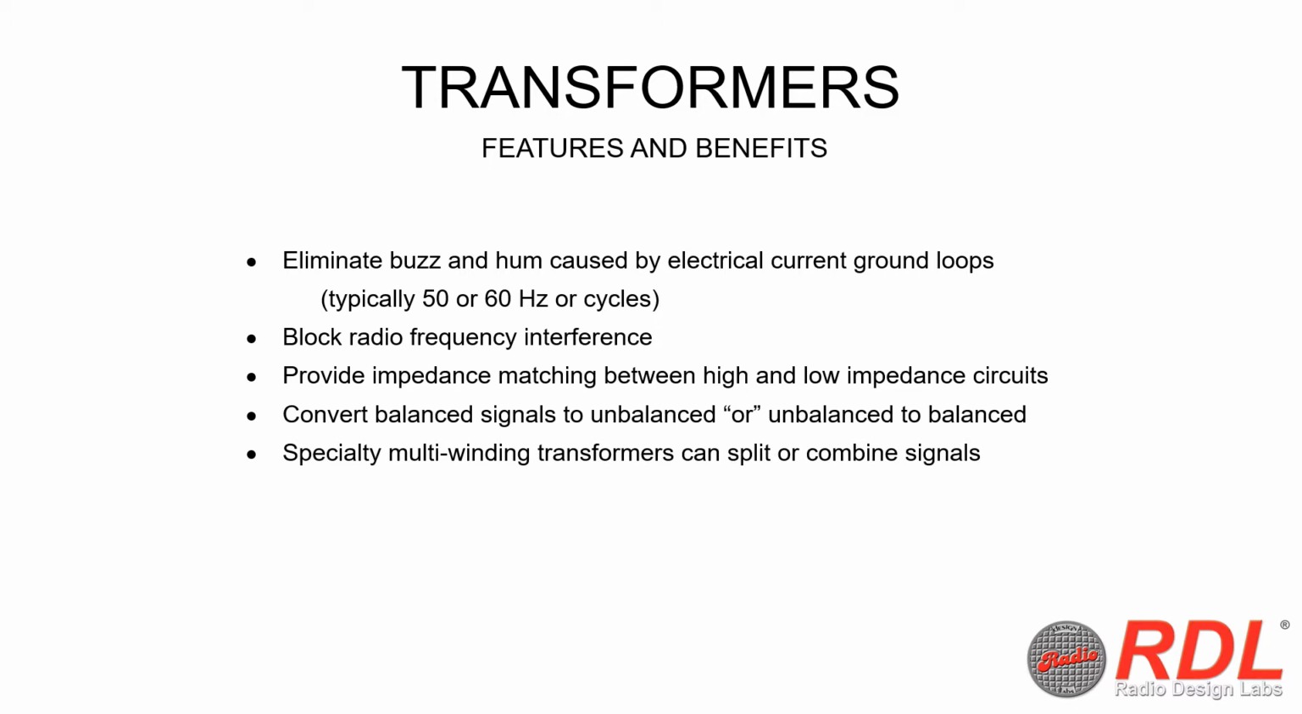They can eliminate buzz and hum caused by electrical current ground loops, which are typically found at 50 or 60 hertz or cycles. They help block radio frequency interference. They can be used to provide impedance matching between high and low impedance circuits. They can be used to convert balanced signals to unbalanced, or the other way, unbalanced to balanced.